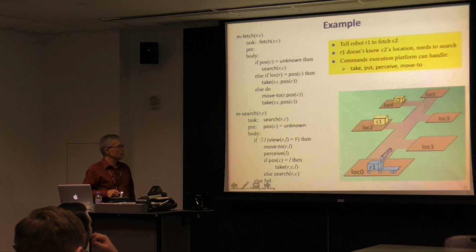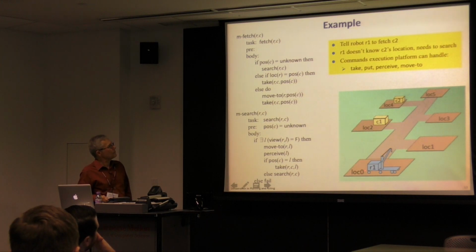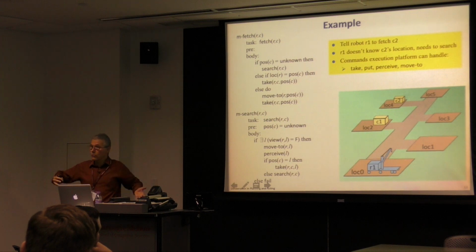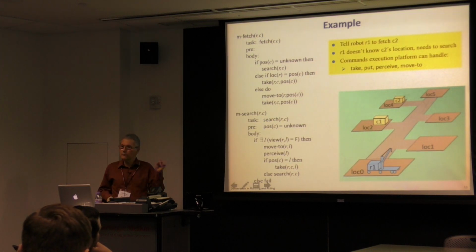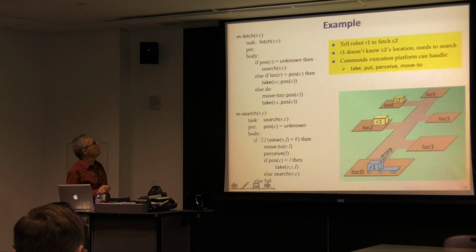We have a robot here. It's at location 0, and we've given the robot a task of fetching container C2. Well, in this diagram we can see where container C2 is, but the robot can't. Its sensors only work locally. So what it's going to have to do is search the various locations in order to find C2 and then bring it back. Okay? So we have the task of fetching the container using a particular robot.